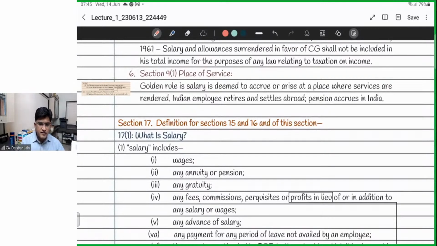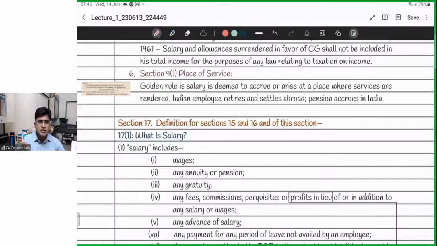However, he got shifted to the US. He has his son working in the US. He shifted to the US. Now he's in receipt of 50,000 rupees while he's staying in the US. The pension is paid to him in his US account.